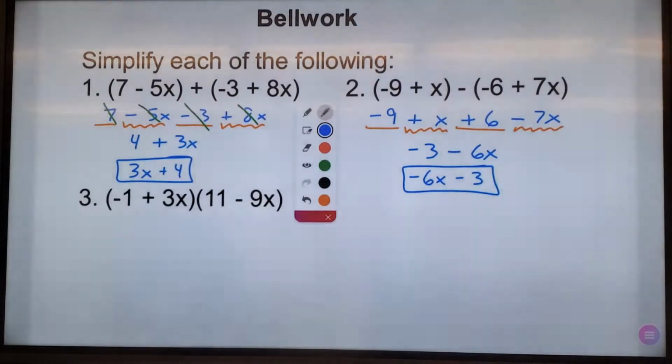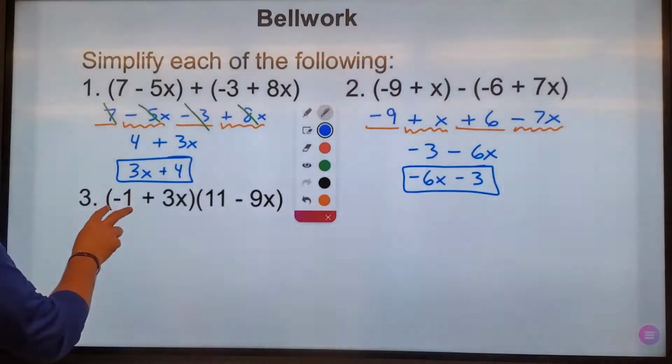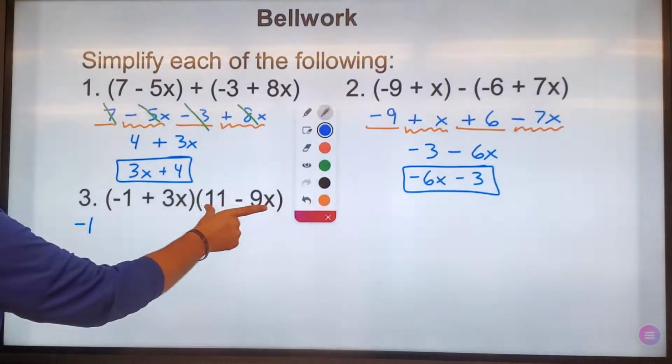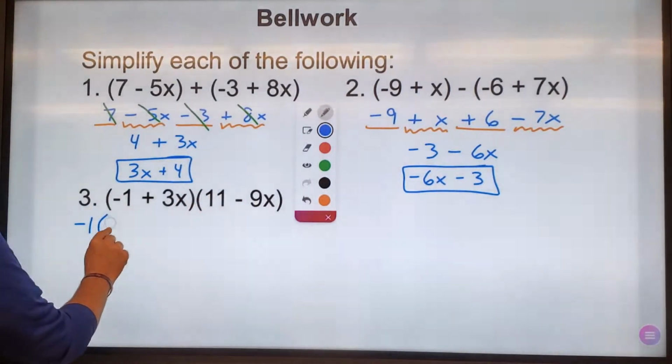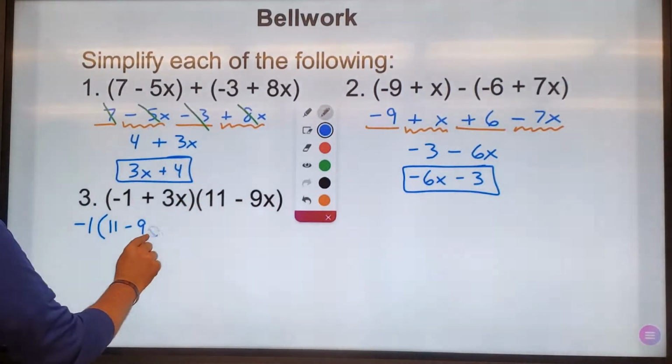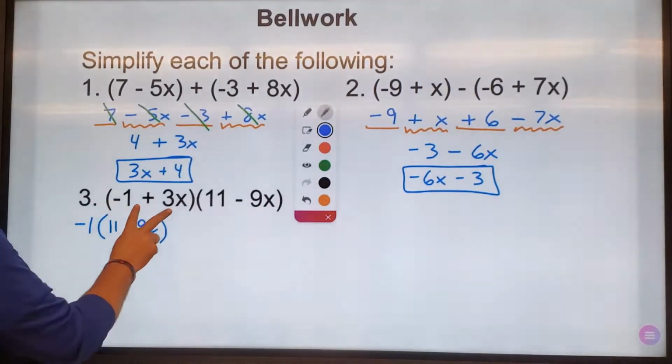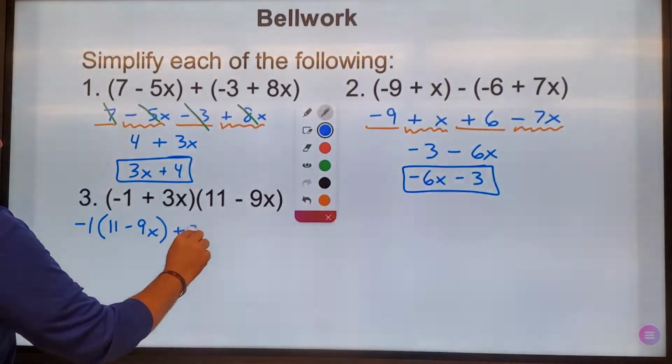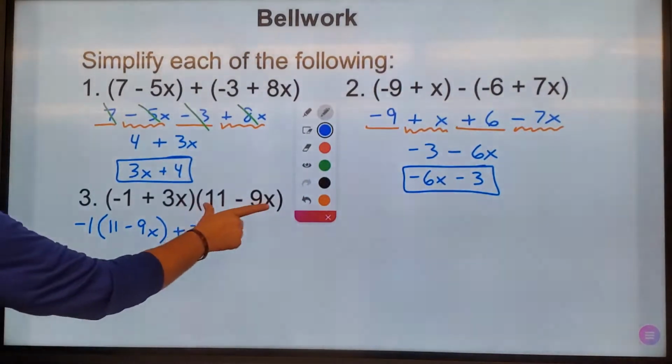Number 3, last one here. My suggestion with these was to use the distributive property. Okay, again, some people call it FOIL, and FOIL is okay as long as we have a binomial times a binomial. But FOIL is preferred only for binomials times binomials. Okay, so if I distribute though, I take the first term here, negative 1, times the second set, 11 minus 9x. And then I take the second term, so plus 3x, also times the second set.